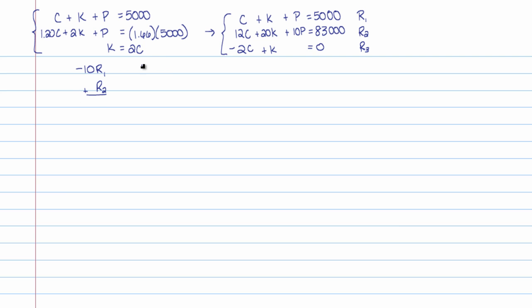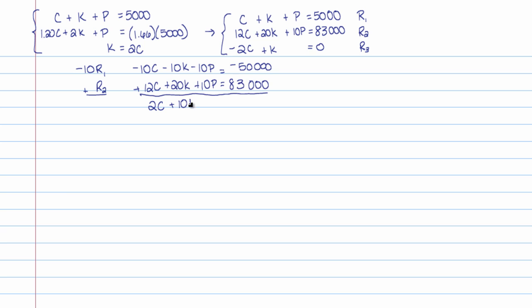So here let's do negative 10 times row 1, which is going to be a negative 10c minus 10k minus 10p equals, and remember to multiply both sides, so a negative 50,000. And then row 2 is just 12c plus 20k plus 10p. And that's equal to 83,000. If you add these up, you get this beautiful 2c plus 10k is equal to, let's see, it's 33,000.